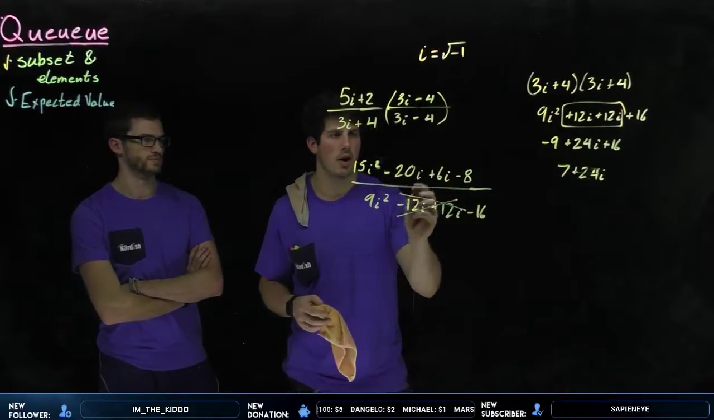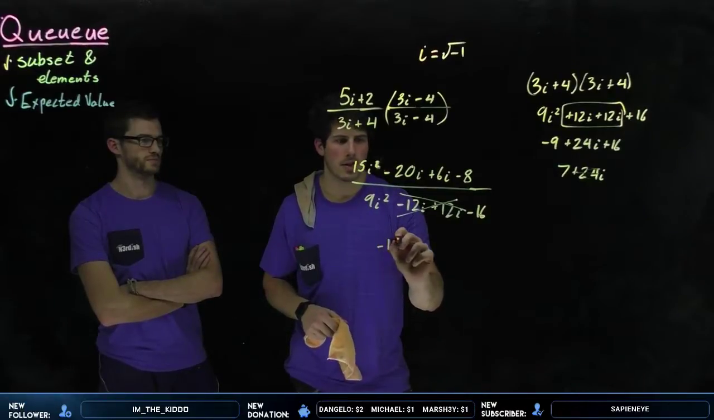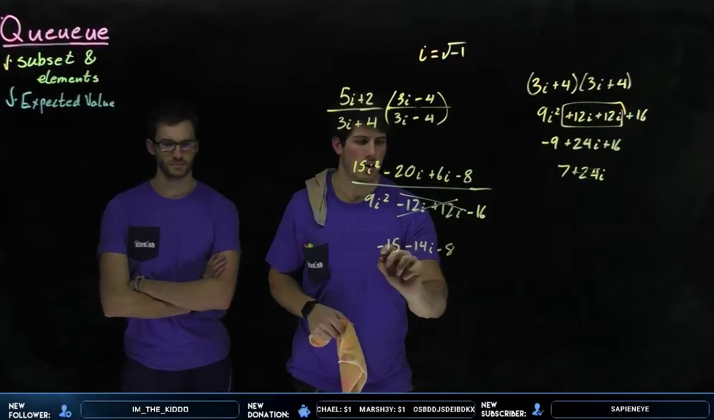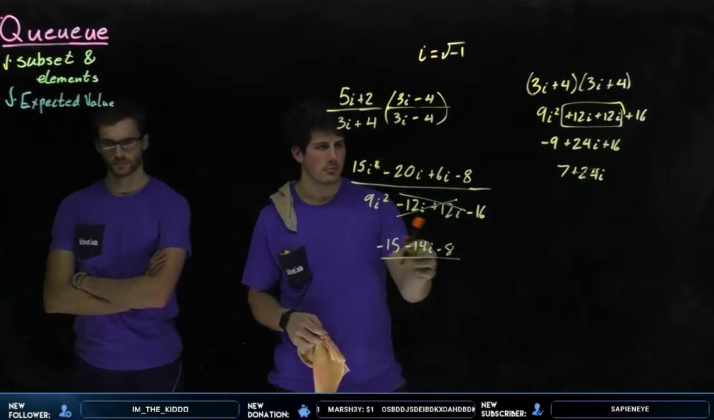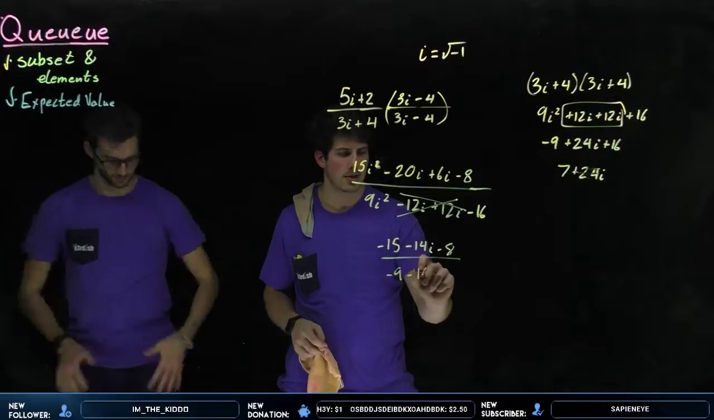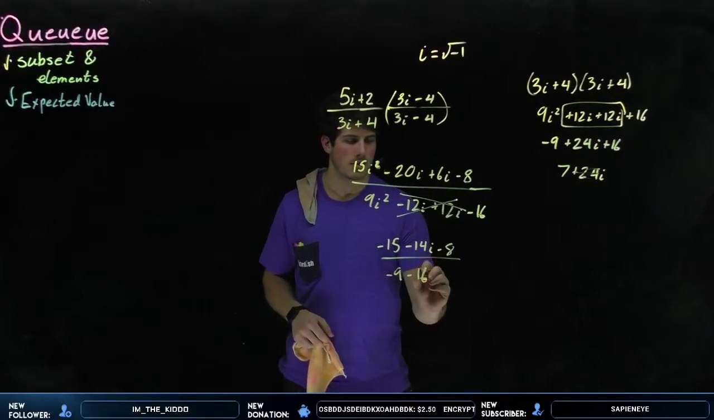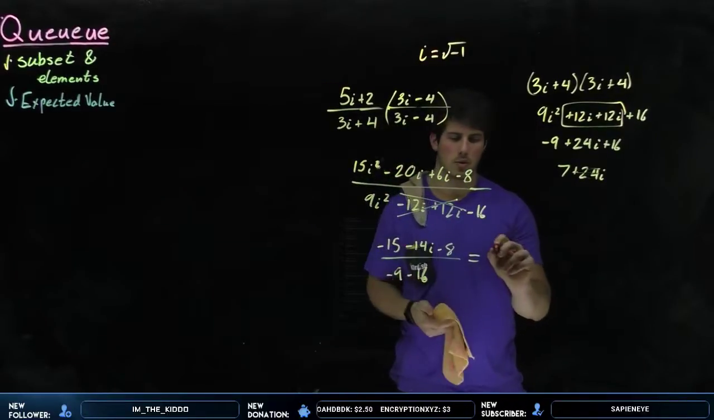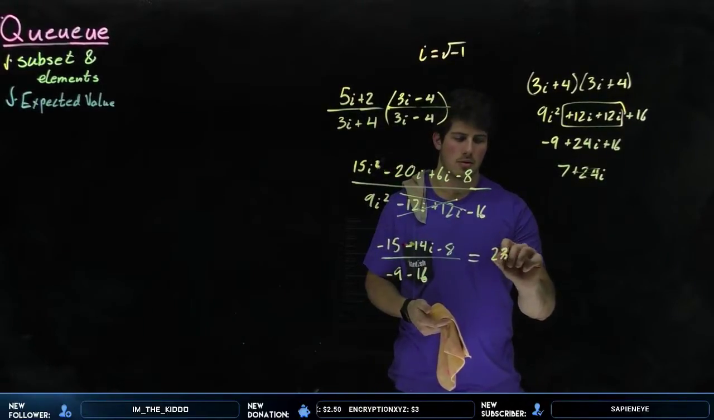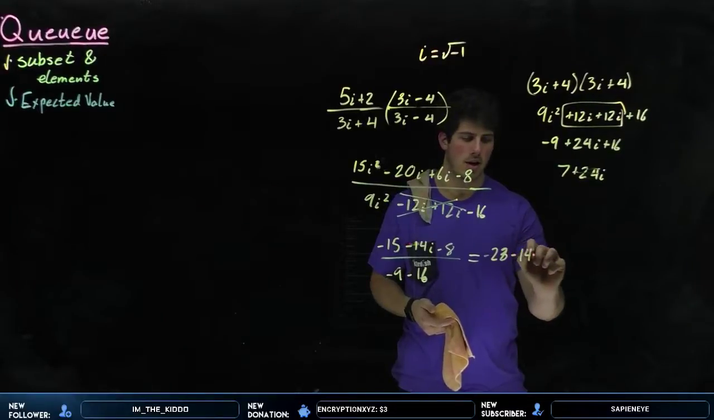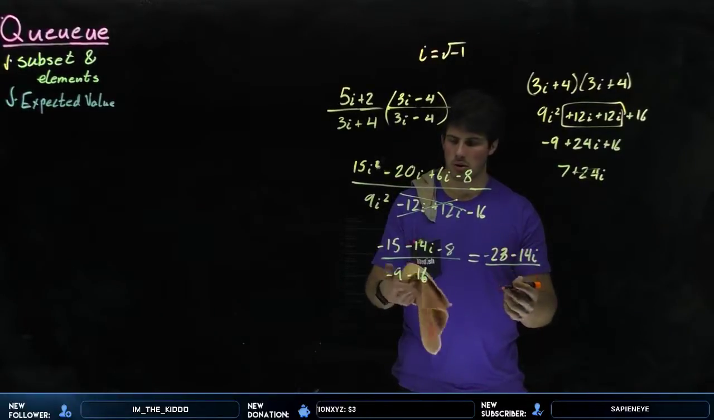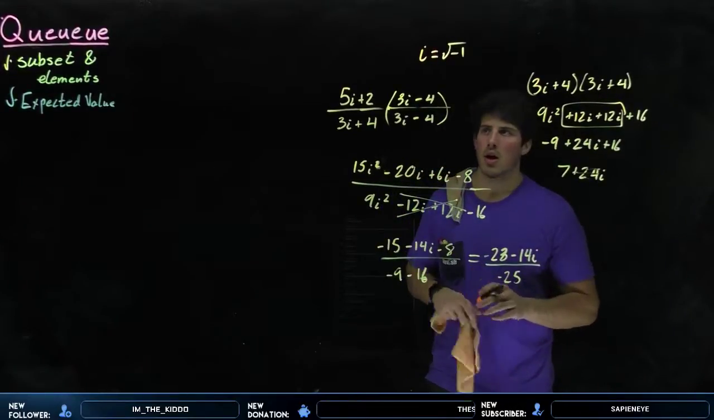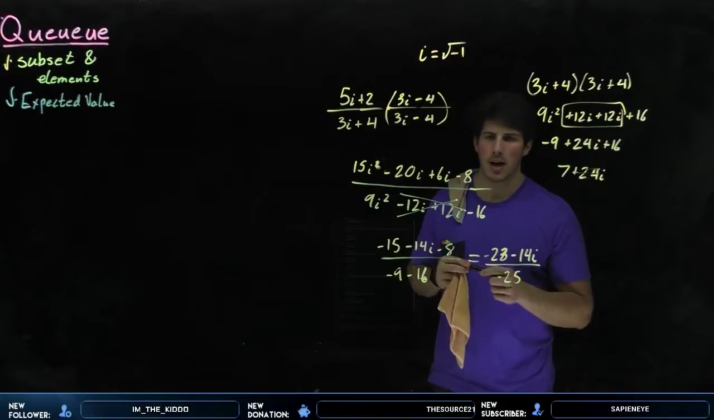Let's go ahead and clean up all this. So I have negative 15 minus 14i minus 8 over negative 9 minus 16. And to simplify that even more, we end up with negative 23 minus 14i over negative 25. There you go. So this is something you don't want to forget with imaginaries either.